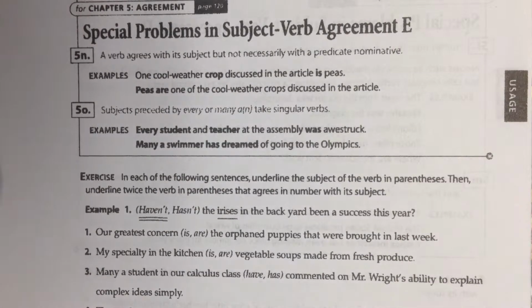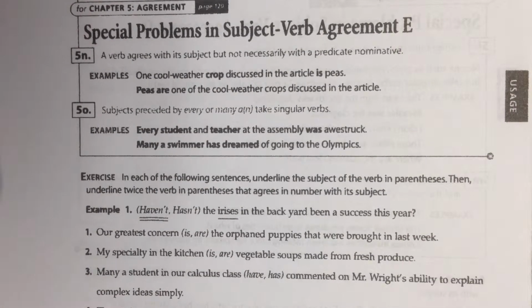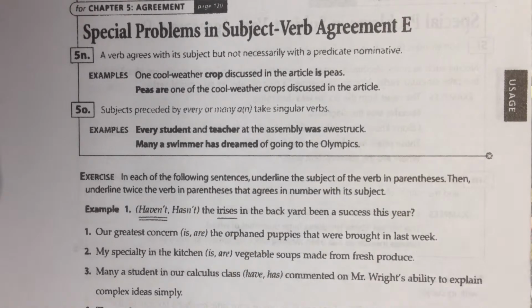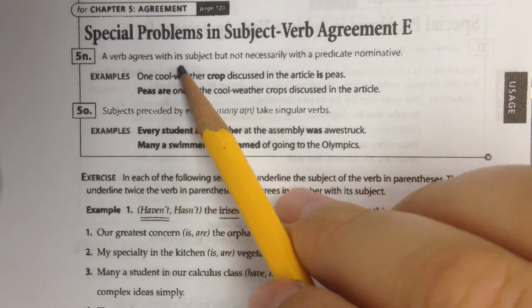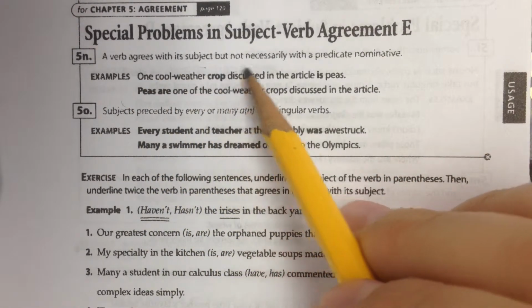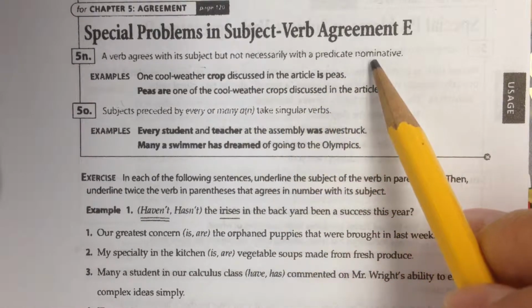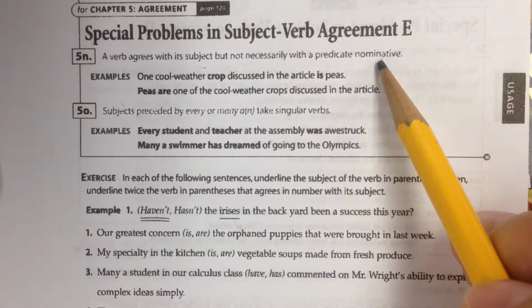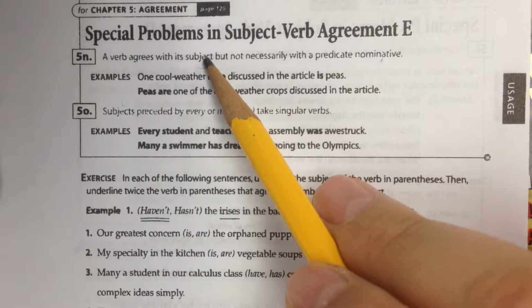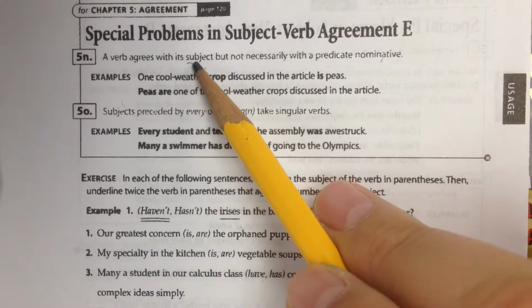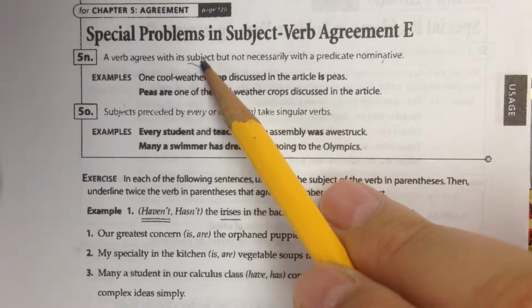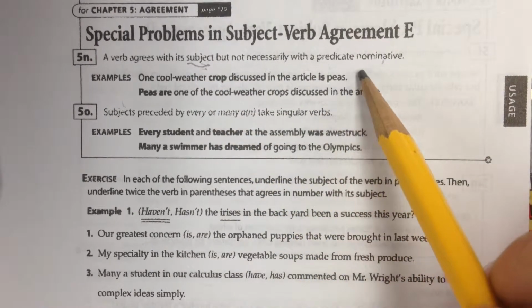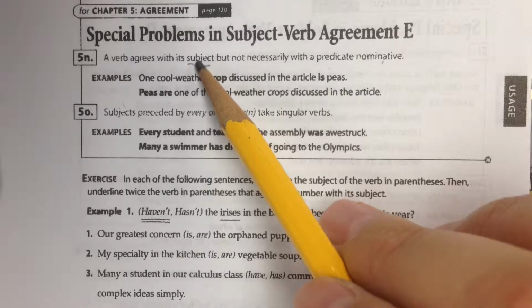Okay, so this video is about predicate nominatives and subjects. And the rule is that a verb agrees with its subject, but not necessarily with a predicate nominative. So sometimes you might have a singular predicate nominative that refers to a plural subject. The verb will agree with the subject. Alternatively, you might have a singular subject and a plural predicate nominative. The verb will agree with the subject.